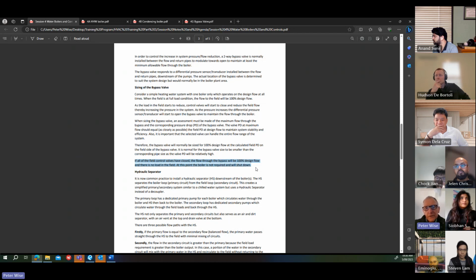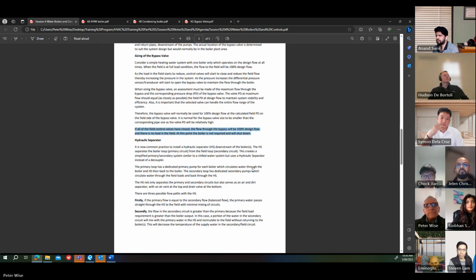In that little sketch I showed, there's not much there in terms of the controls. The boilers have a lot of their own onboard controls, and there'll be other controls in the field, such as maybe a flow meter, temperature sensors. All these things act together to pick up that the load in the field is gone, and the boiler will shut down.